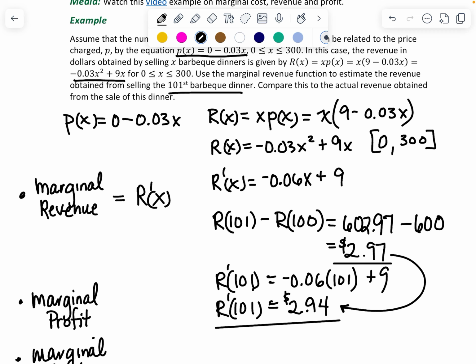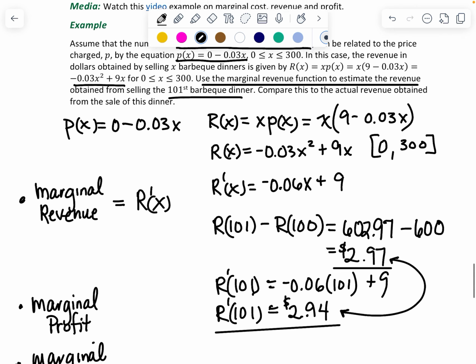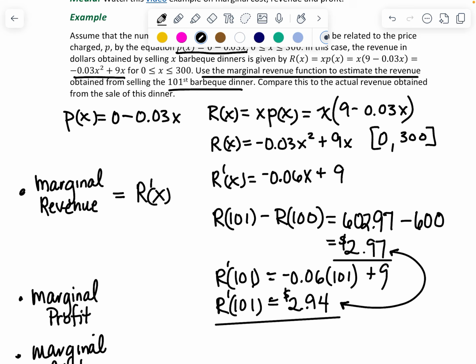So they're very close. When I read that, for the 101st barbecue dinner, it says use the marginal revenue to estimate the revenue obtained from the 101st barbecue dinner. It's going to be $2.94. So that'll be the money that comes in. The money that comes in minus the cost is equal to the profit. But in this case, we're just talking about money coming in.